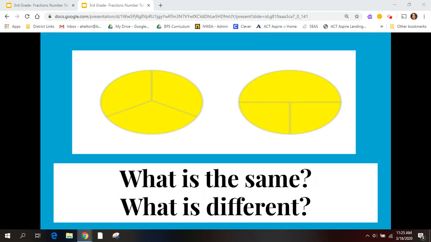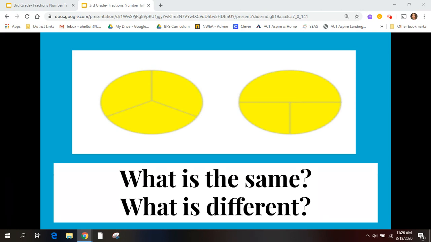Okay, what's the same and what's different in this slide? Okay, I hope you said that they are the same because they're both divided into 3 parts. But they're different because the picture on the right does not have equal parts, but the picture on the left does. So the picture on the left represents what fraction? 3/3, that's right, because it shows 3 equal parts.